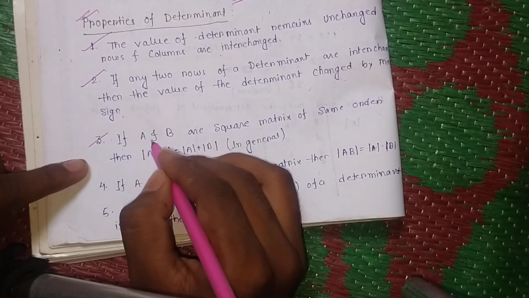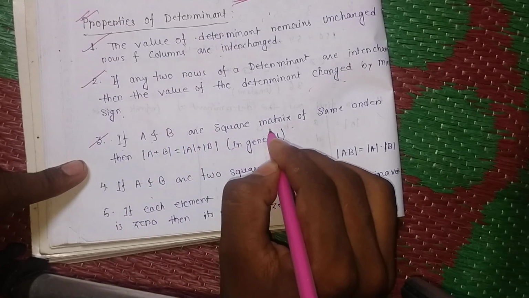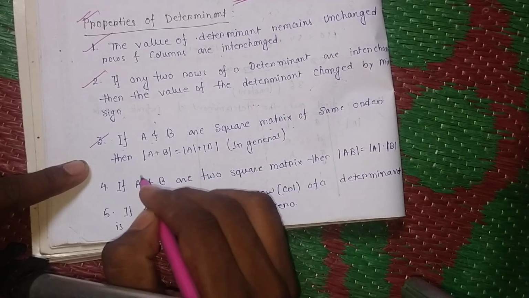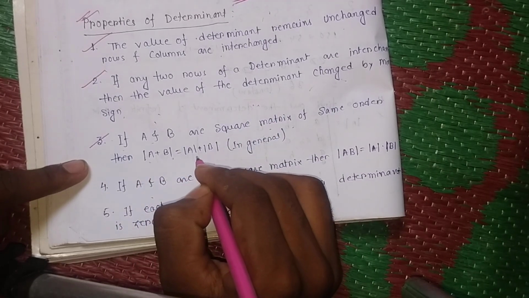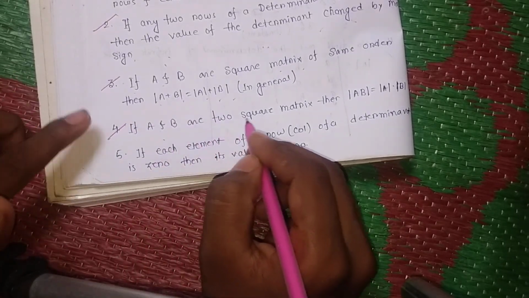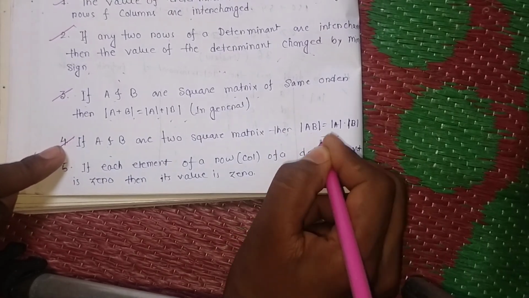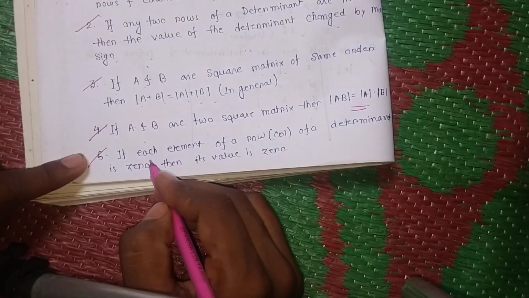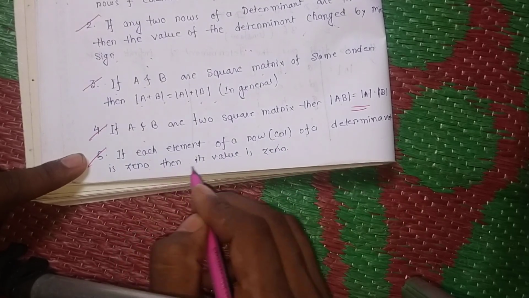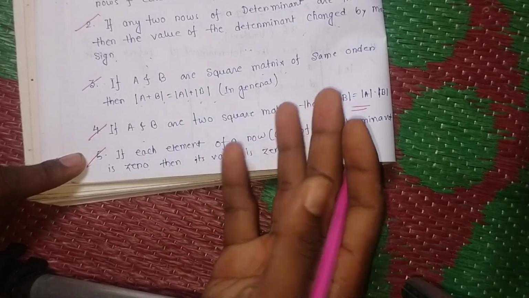Next, if A and B are square matrices of the same order, that is, if A is 2 cross 2 then B is 2 cross 2, or if A is n cross n then B is also n cross n, the determinant of A plus B is not in general the determinant of A plus the determinant of B. Next property: if A and B are two square matrices, then the determinant of AB equals the determinant of A times the determinant of B. Next, if each element of a row or column of a determinant is 0, then its value is 0. Obviously, we can expand by that row, so the value is 0.